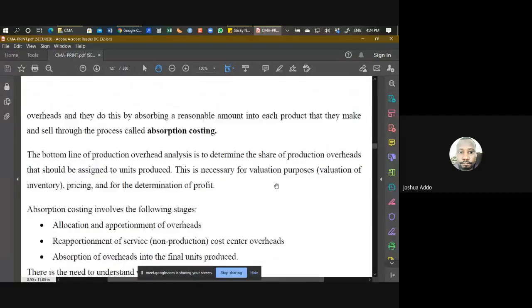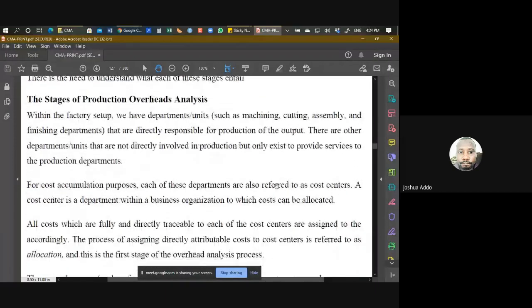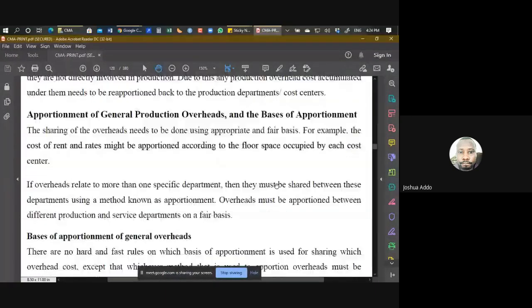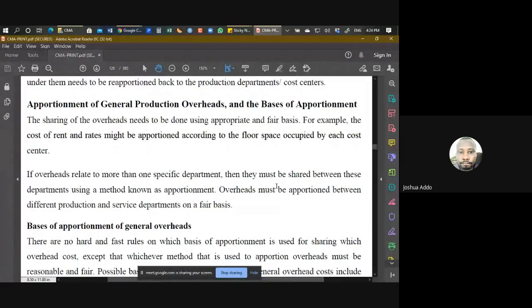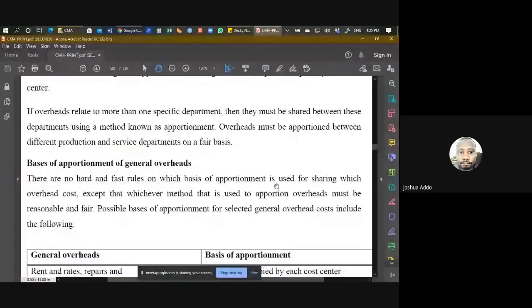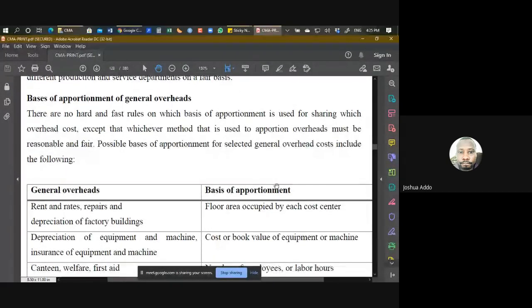Okay, so now let's see some of them. Apportionment of general production overheads. General, because they are common to multiple cost centers. They don't pertain exclusively to any one particular cost center, and that's the reason why we call them general. Let's read on some of the bases of apportionment. We have them in the table. I'm just repeating what we did last week.